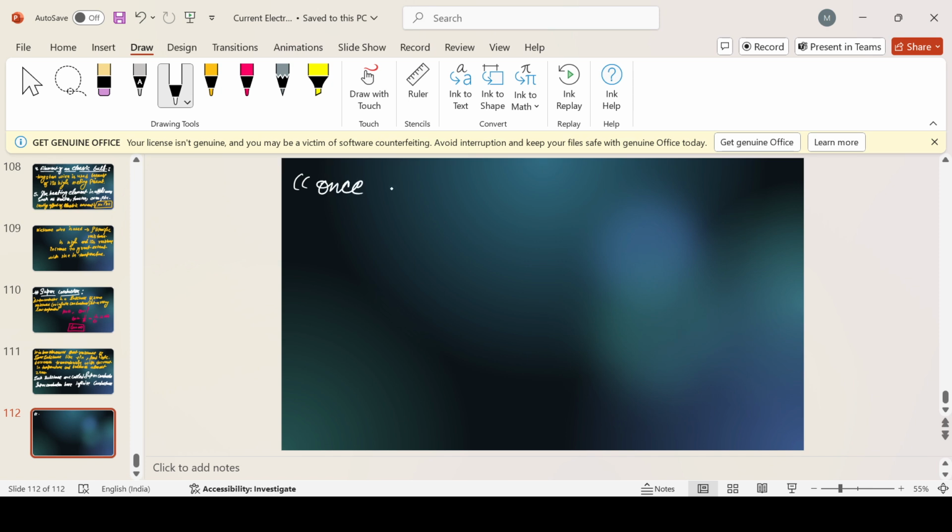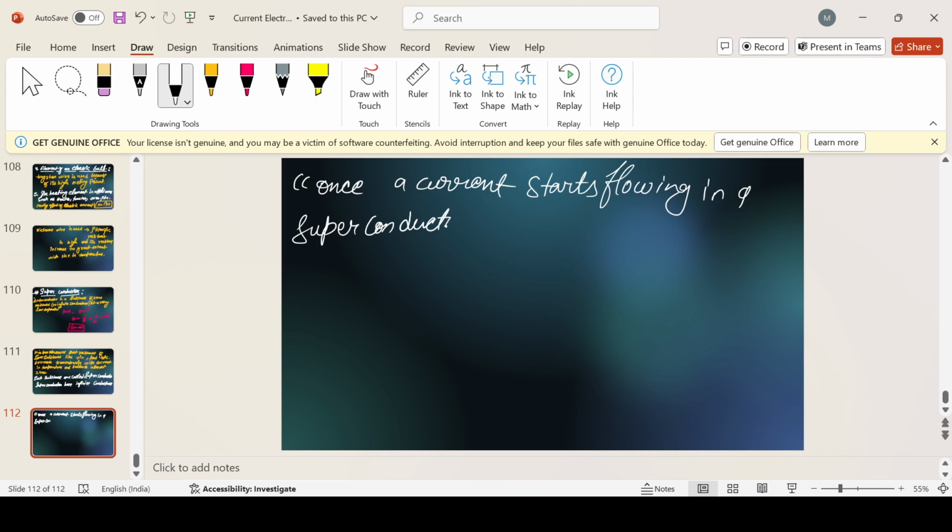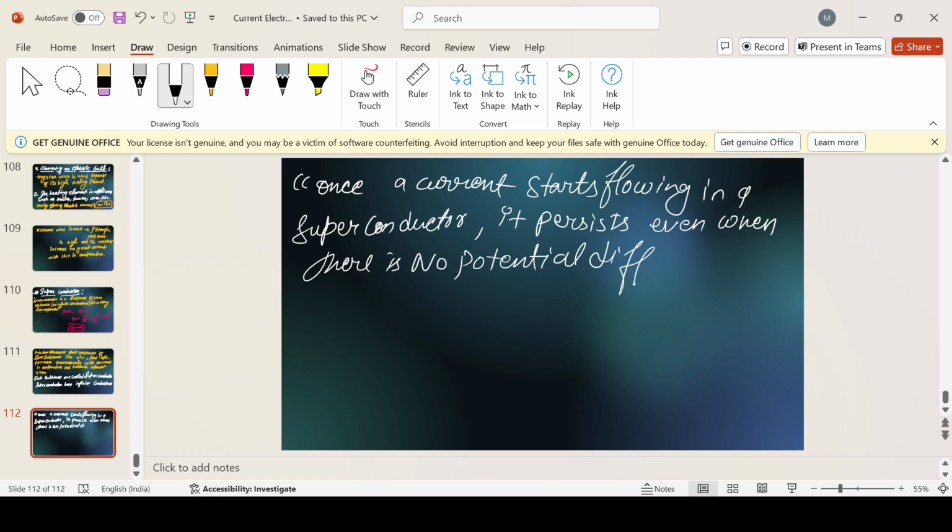Because once a current starts flowing in a superconductor, it persists even when there is no potential difference across it. Okay, now you can just relate it with Newton's law.